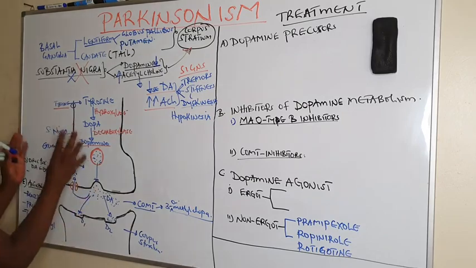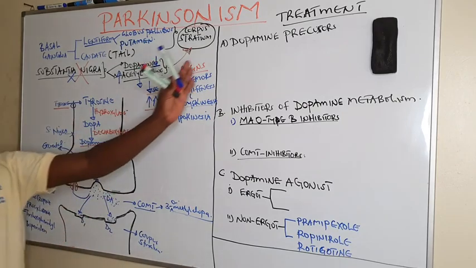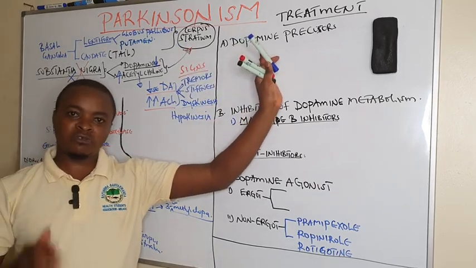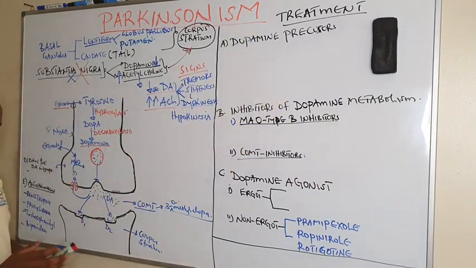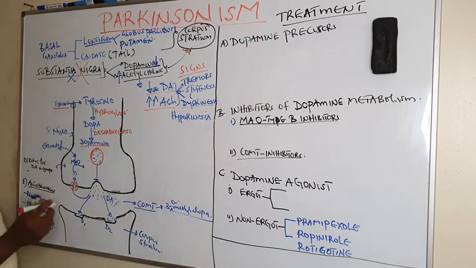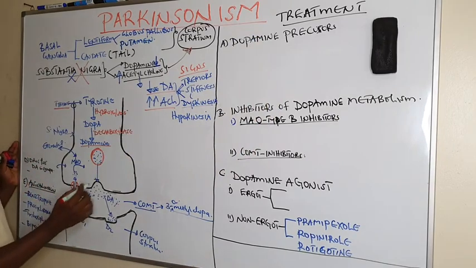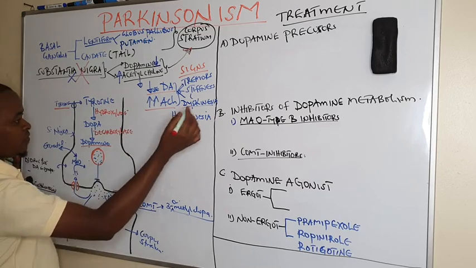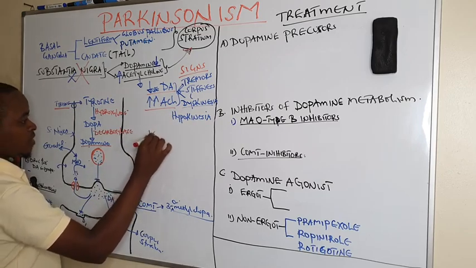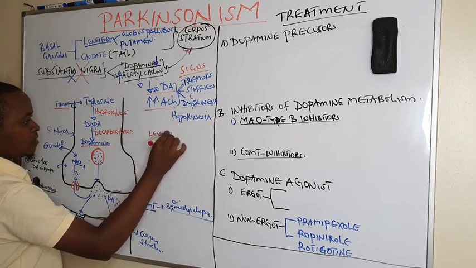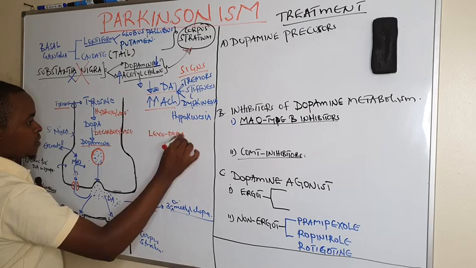So after looking at this, we are going to see different drugs which we can use to treat people with Parkinson's disease, whereby we are going to see the precursors. We shall give levodopa and carbidopa.